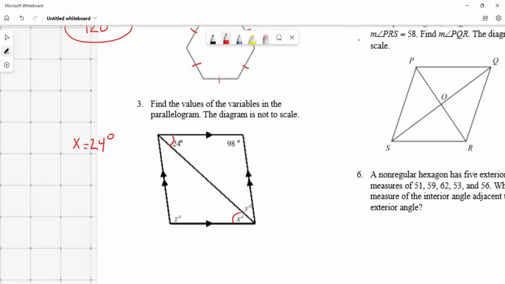And your z is congruent to this 98 because opposite angles are congruent. So z equals 98. Yeah, they're the same as each other.